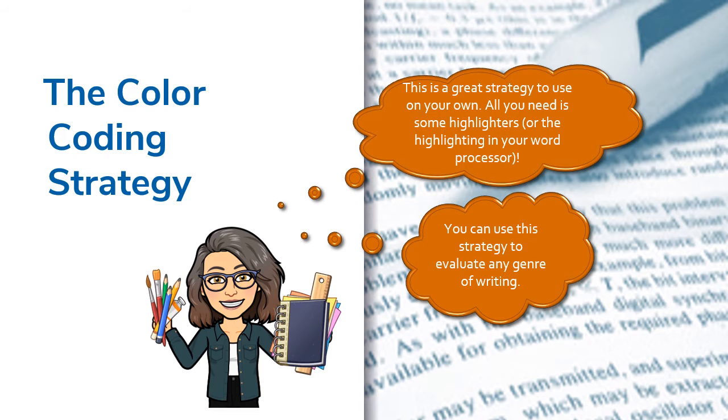You could print out your document and use 3 or 4 different colored highlighters depending on the elements you're looking at, or you could just use the highlighting functions in your word processor. So let's take a look at how to color code to evaluate your writing.